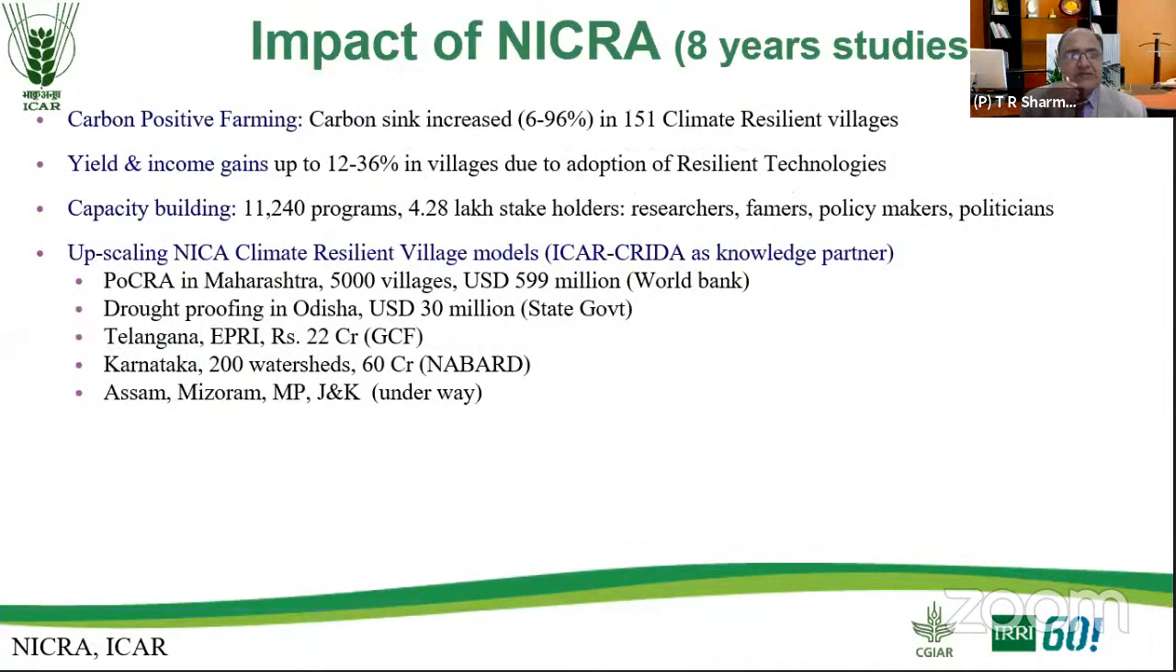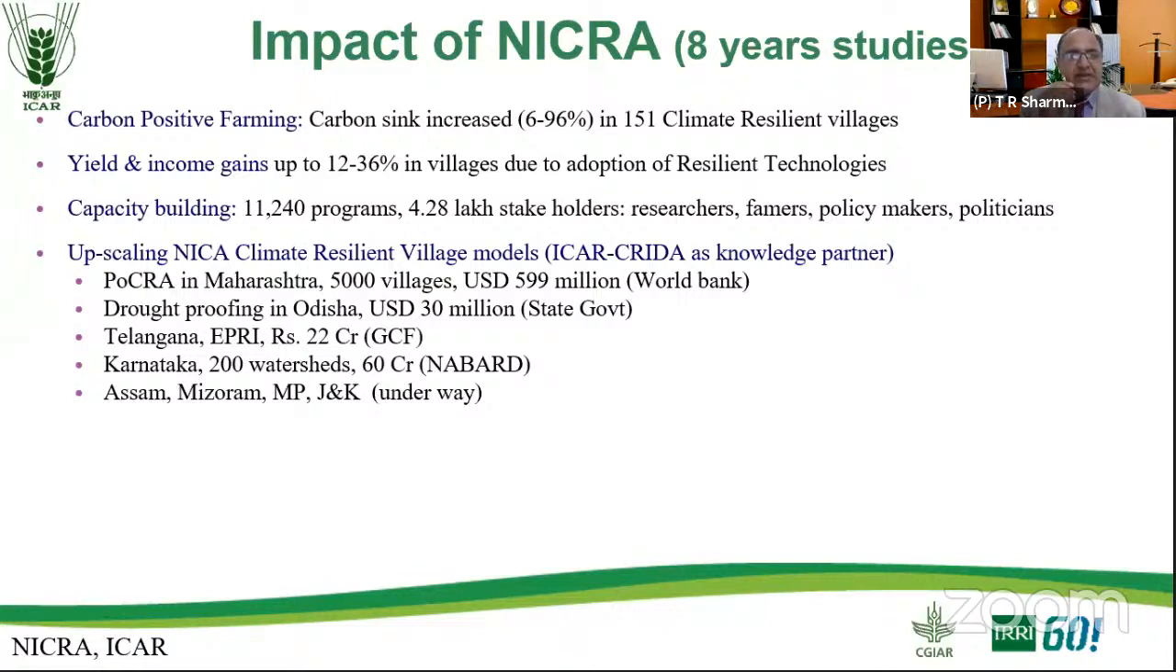If we see the program I was talking about, what is its impact during the past 8 years? In carbon positive farming, carbon sink increased from 6 to 96% in 151 climate resilient villages. Yield and income gain is up to 12 to 36% in villages due to adoption of resilient technologies. For capacity building, we have organized around 11,000 programs with 4.28 lakh stakeholders, researchers, farmers, policymakers, and politicians across the strata who attended our programs.